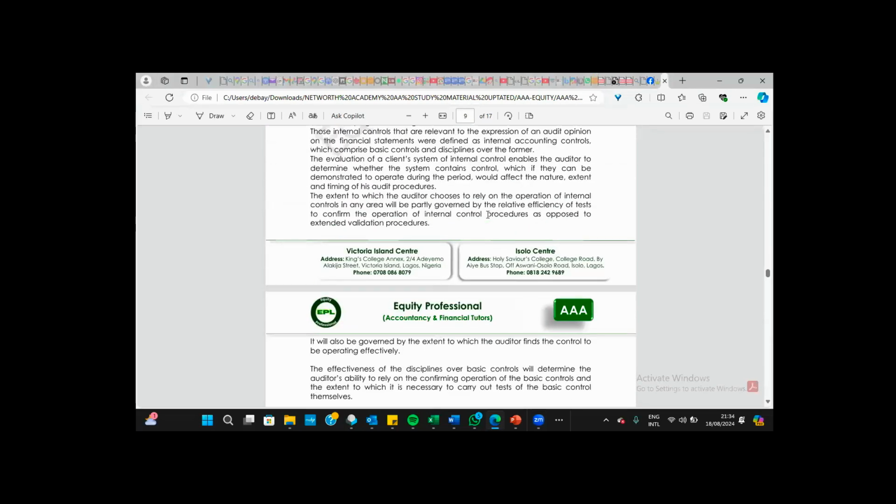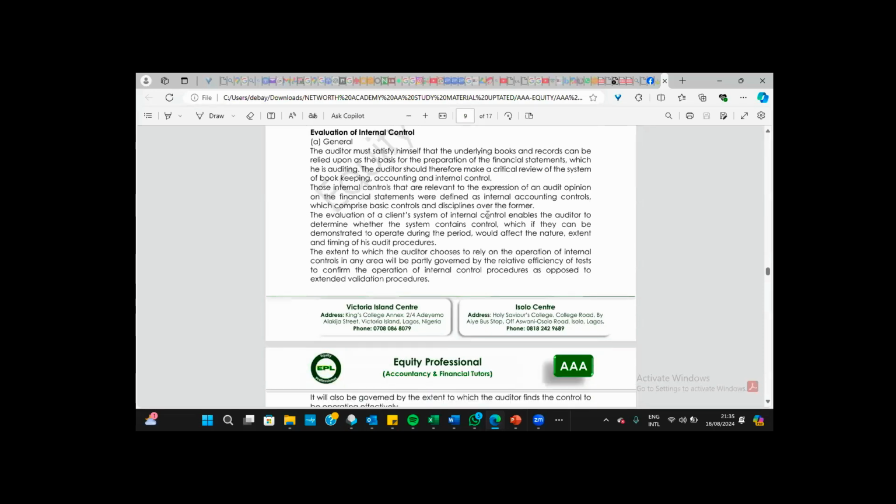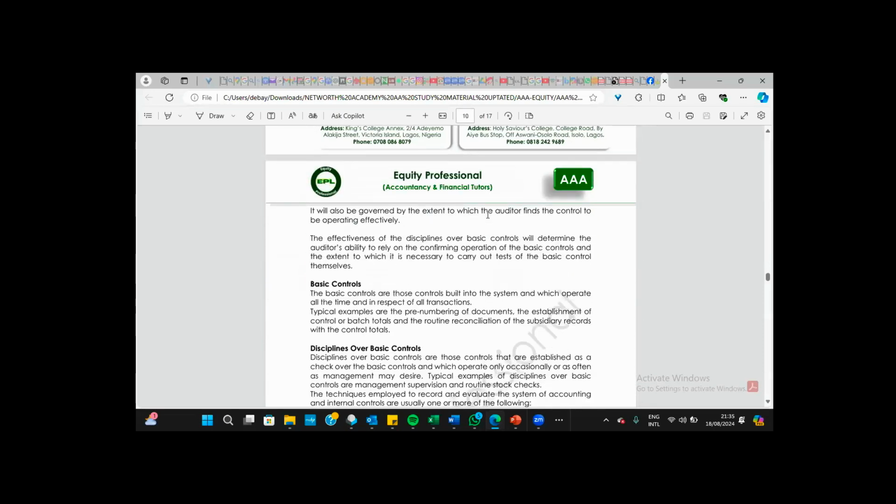Now, I want to talk about this a little. Okay. We are looking at internal control. Internal control has to do with ensuring that there is proper accountability, proper documentation. That is internal control. Okay. And how do you ensure a good internal control? How do you evaluate whether internal control is effective and efficient? You look at this area, you look at the basic controls. Now, basic controls are controls that are built into the system. Okay. Which operate all the time and in respect of all transactions. They are already built into the system.